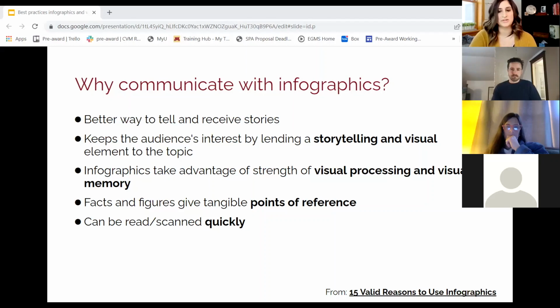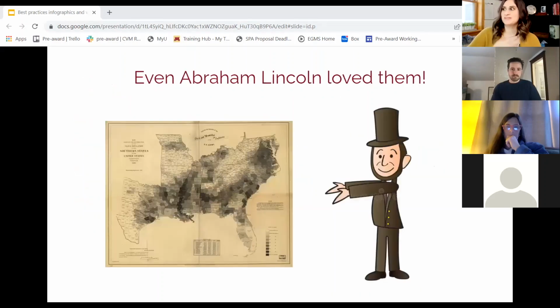But we also don't want to sacrifice quality in terms of speed. And so I think infographics can be a really good in-between. This is something fun. I learned that even Abraham Lincoln loved them, because this is a map from 1861 that visualized the South.